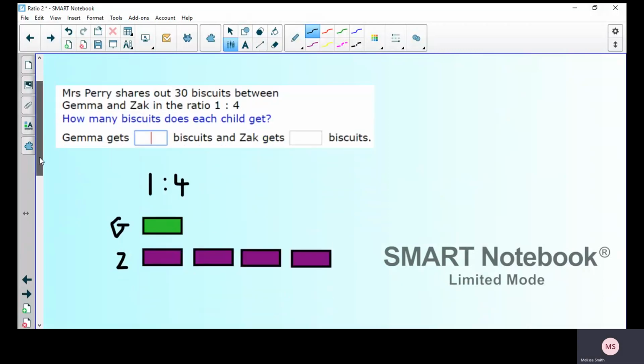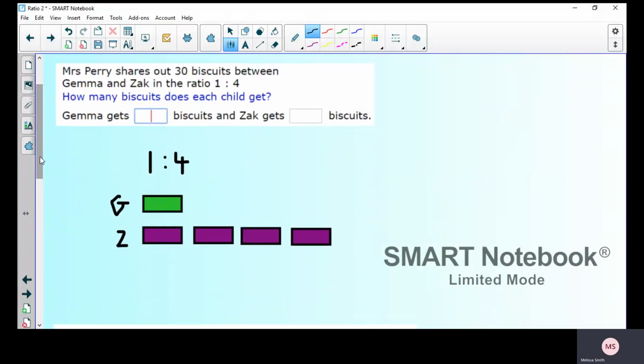Right. Mrs. Perry shares out 30 biscuits between Gemma and Zach in the ratio 1:4. How many biscuits does each child get? Now remember, Gemma comes first, so Gemma refers to the first ratio. Gemma is the 1 part. Zach is second, so Zach refers to the second ratio. Zach gets 4 parts. So here I've used a bar model to help us. Gemma has the 1 part, Zach has the 4 parts.